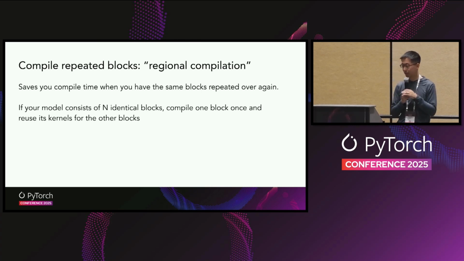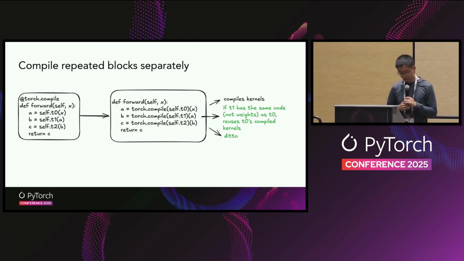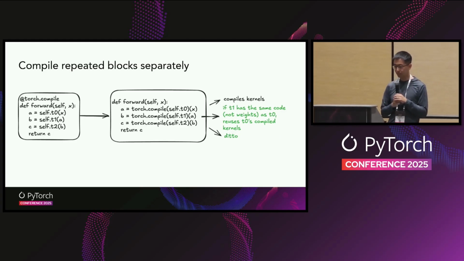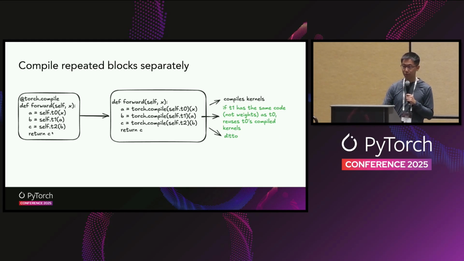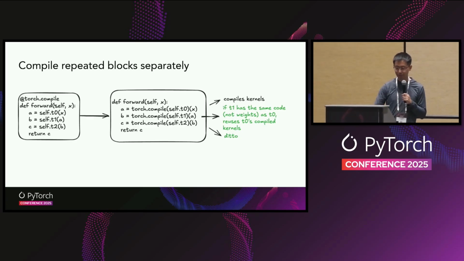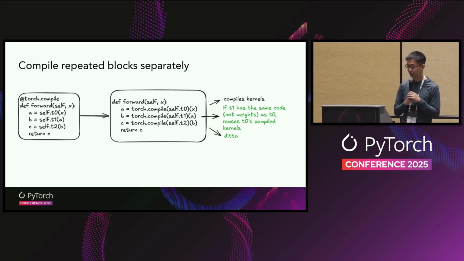And to just show how that works, let's say you have Torch.compile on a model. T0, T1, T2 are literally the same block, just different parameters. Instead of compiling the whole forward function, just compile the modules separately. The first time you do a compile, it'll compile the kernels. The next couple of times you do it, it'll just cache it on the structure of the graph, and it'll just reuse the kernels.